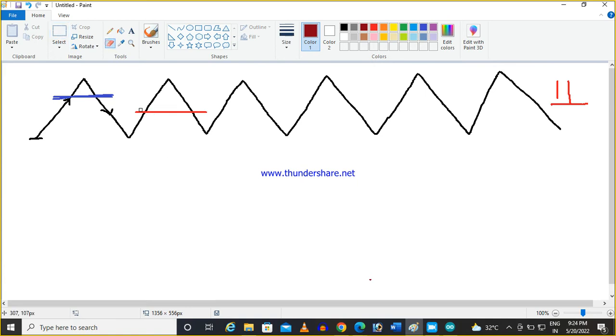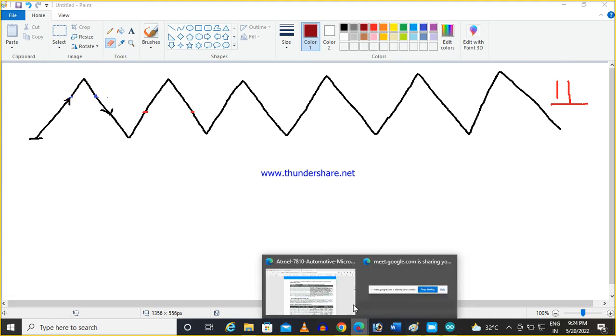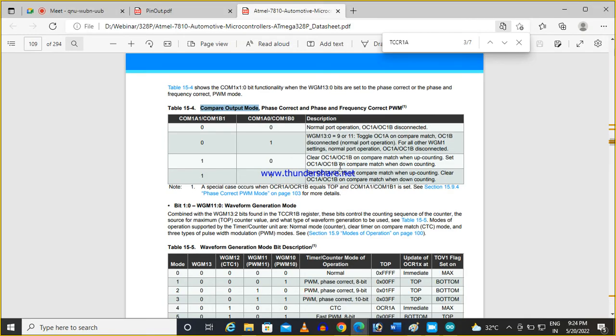Now I am going to tell you about the second channel, why it is set to 10. So you see, 10 is what? Just the opposite: clear while up counting and set while down counting.